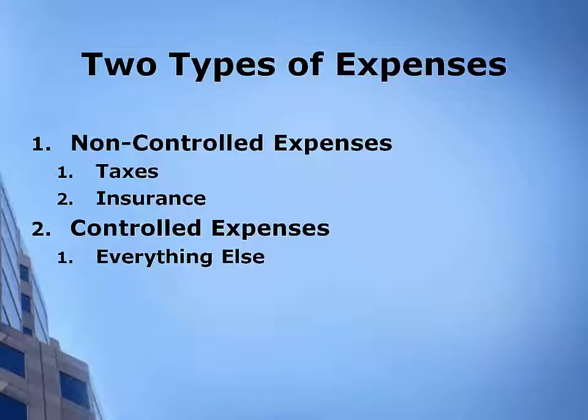And you might think to yourself, well, you don't have to buy insurance. Well, you know what? Typically, if you have a mortgage on the property, the bank requires you to buy insurance. So that's a non-controlled expense. So let's take a look at the non-controlled expenses.